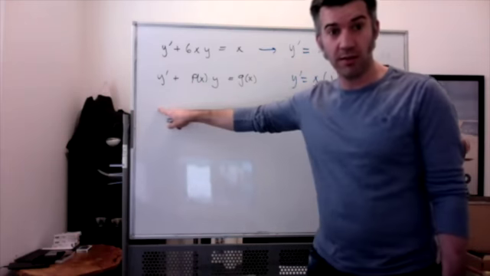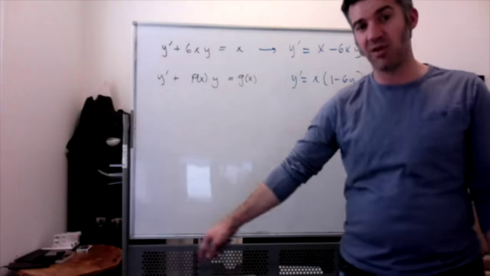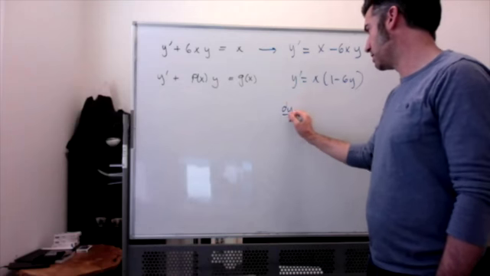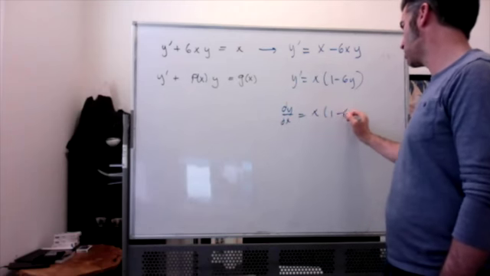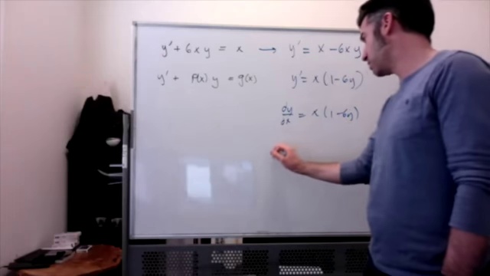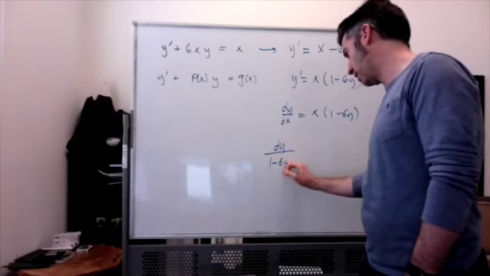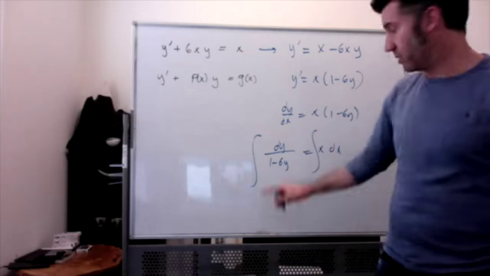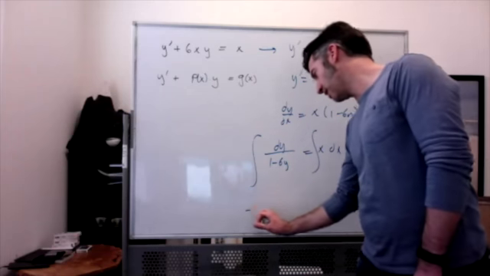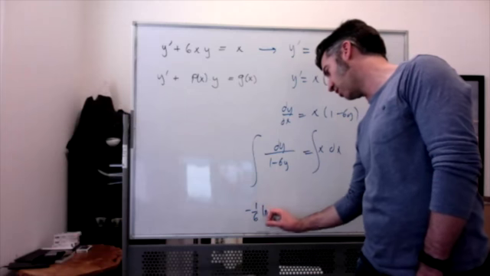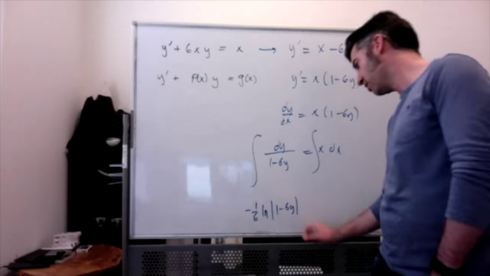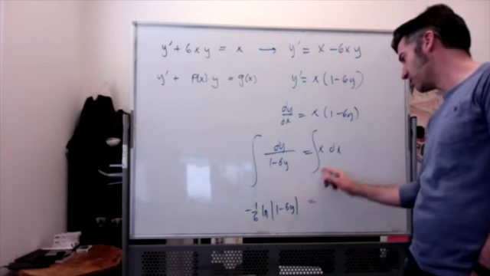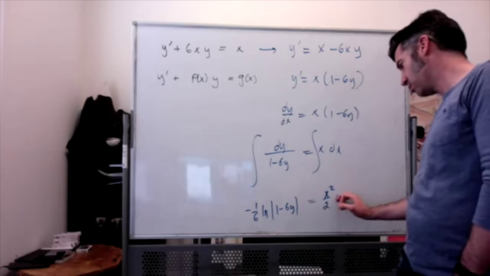It's totally legitimate to do it the integrating factor method, but your life is going to be easier if you do it this way. So I'm going to say dy dx equals x times 1 minus 6y, and then do the usual thing, right? Dy over 1 minus 6y equals x dx. So then we integrate this, we get negative 1/6 the natural log of the absolute value of 1 minus 6y. Why the negative 1/6? Because of the negative 6 there. Equals the antiderivative of x, which is x squared over 2 plus c.